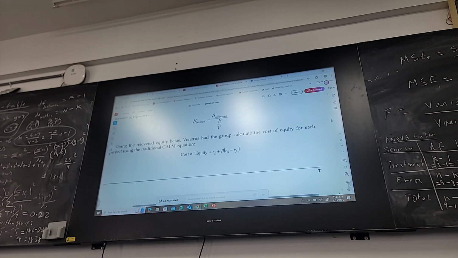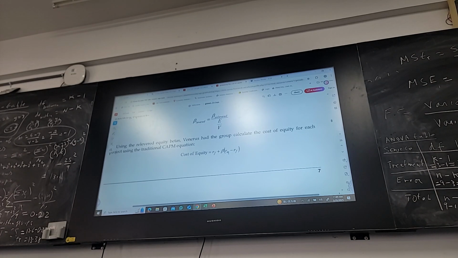Risk-free rate. But that rate is going to be the same for the two of them, right? Everybody agree with that? Yes. So the RF is going to be the same for the two projects. The bit in brackets is also going to be the same. The equity risk premium and the risk-free rate have nothing to do with the specific company or project.